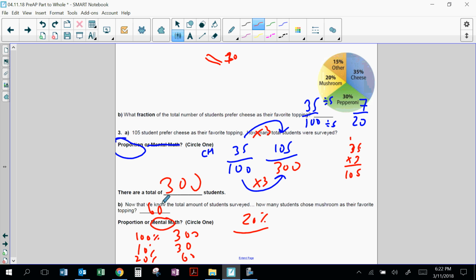What if you would do a proportion? So 20% out of 100. And how do you build it to 300? Times 3. And you get 60 there. So this is what we did with part to whole relationship, talking about percents, ratio, many things that we learned in the past.